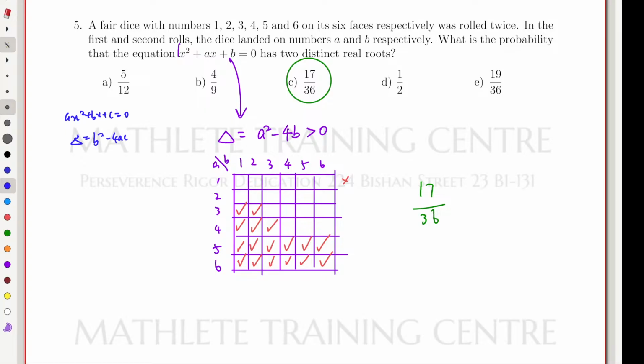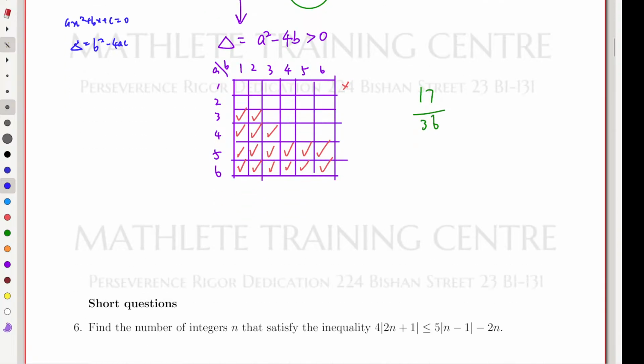Okay, with that, we finish our short answer questions. Sorry, I mean our MCQ questions. Let's move on to our short answer questions.